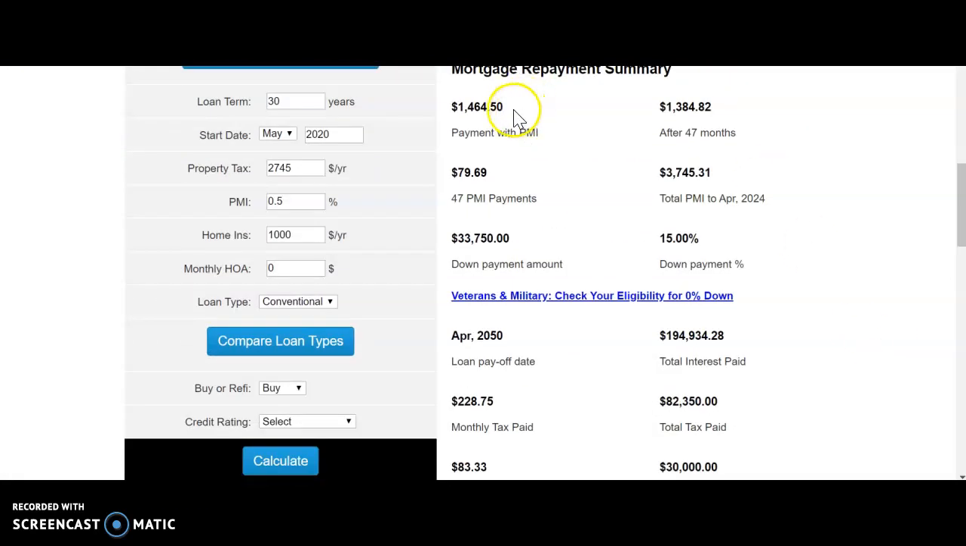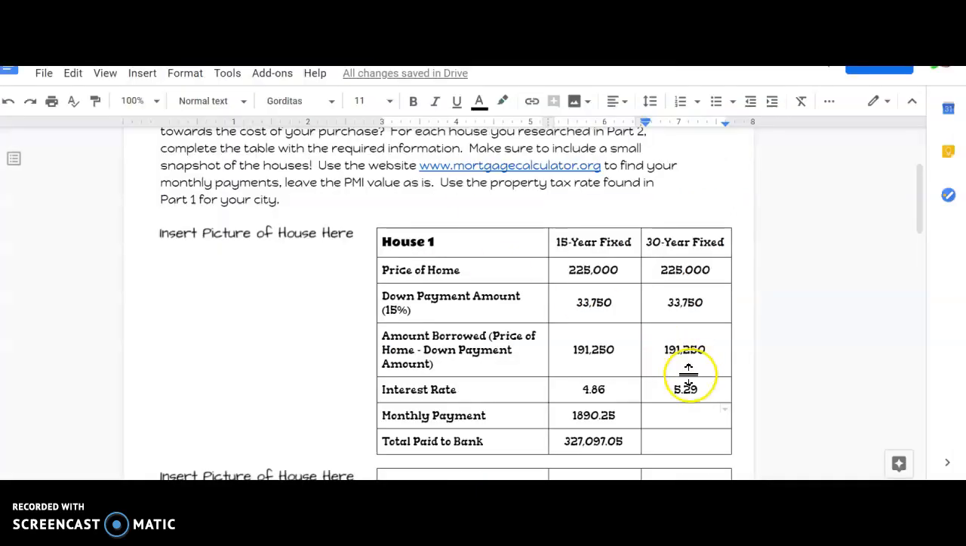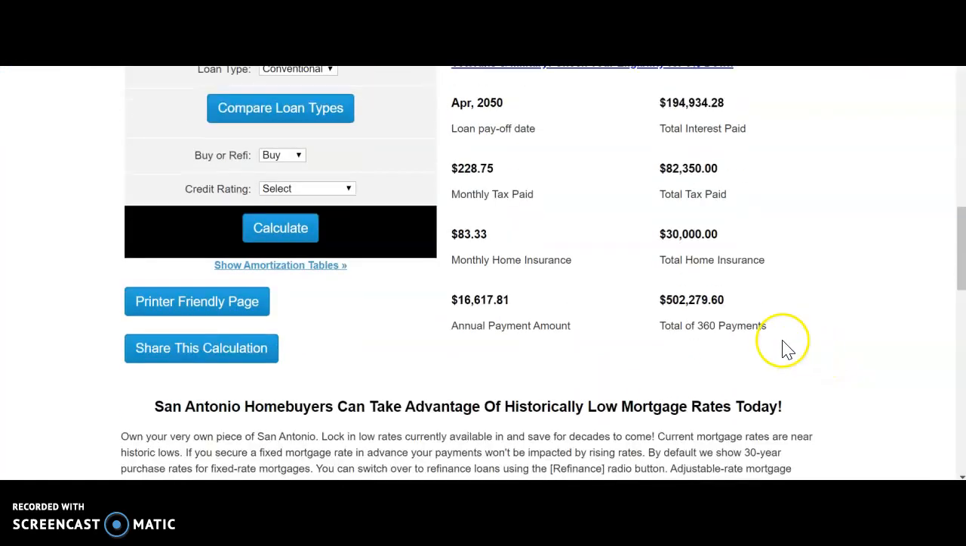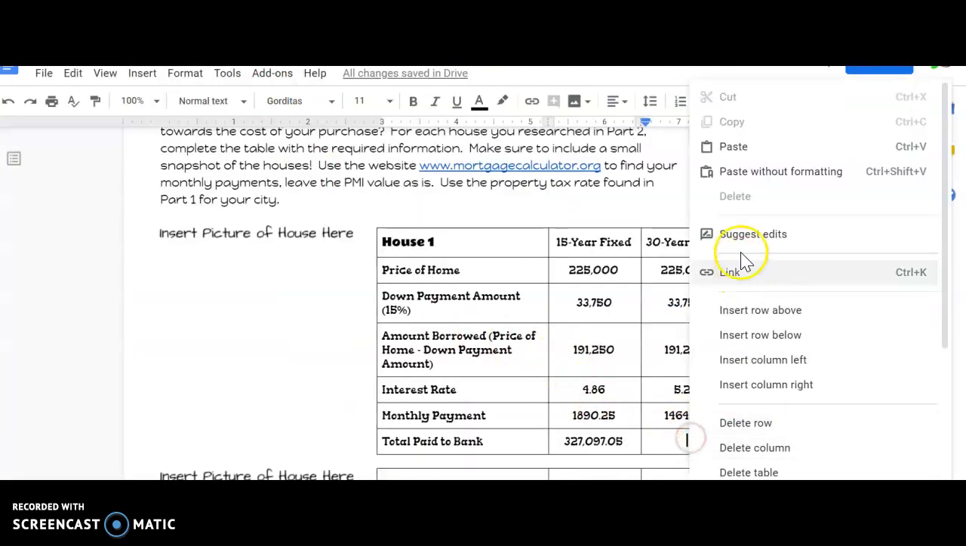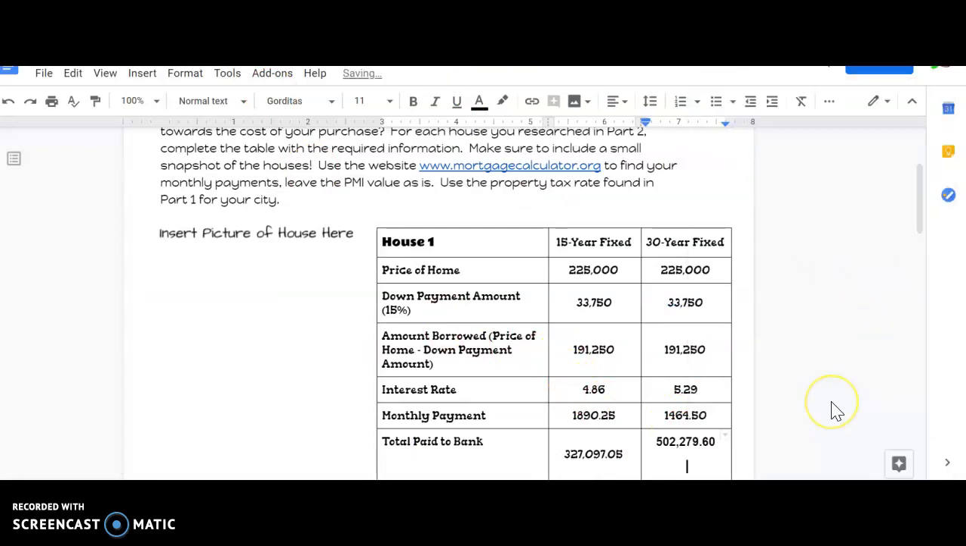And then we can come down here. So now our payment is less. So now we're at $1,464.50 for our monthly payment. So you can see it went down by about, call it $400. But then when we come down here, now we're paying back $502,279.60. So we're paying way over double the amount for the house by doing that 30-year mortgage.